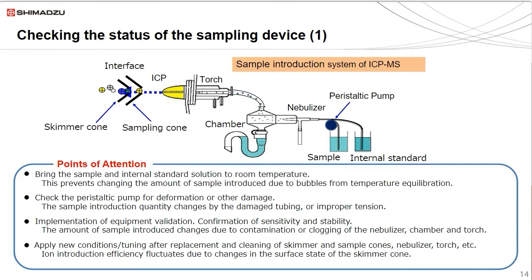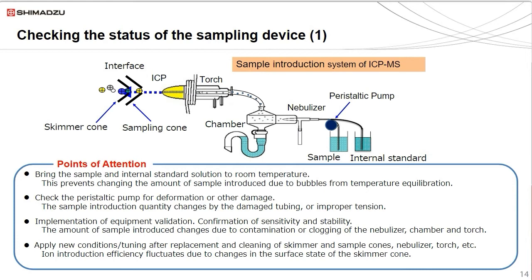Before the measurement is carried out, the sensitivity of the instrument should be checked along with signal stability. After the sample and internal standard solutions have come to room temperature, nebulize each and check the movement of bubbles through the transfer tubing. It should be consistent and smooth. Otherwise, the peristaltic pump tubing should be replaced or the pump tension arm adjusted.